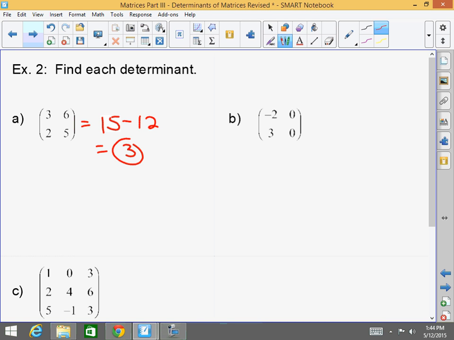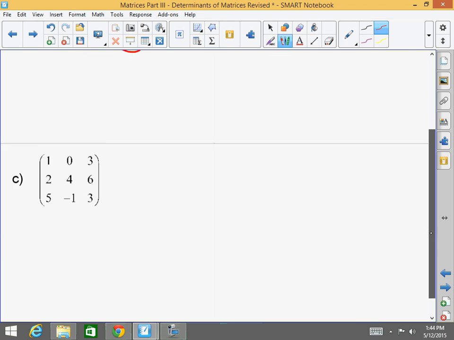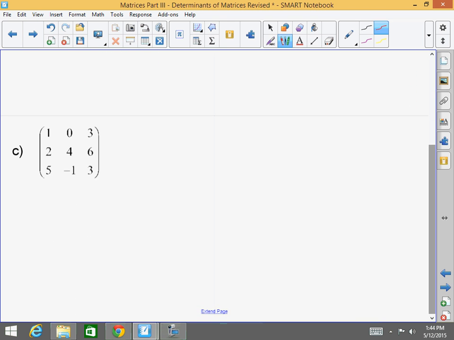Good job. Now, how about B? It would be 0. Negative 2 times 0 is 0, minus 3 times 0, which is 0. So my determinant is 0. Very good. Okay, so you would add the first two columns. Good job, my brother. Please, guys, try to be as neat as possible. Please, okay?